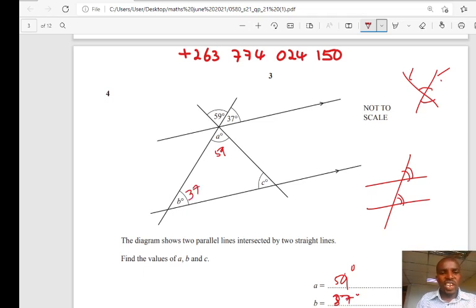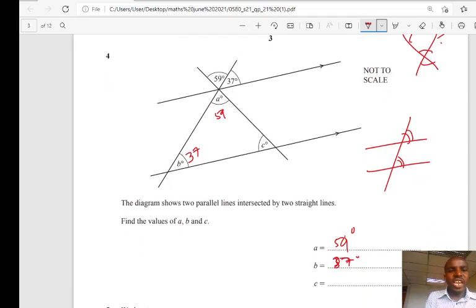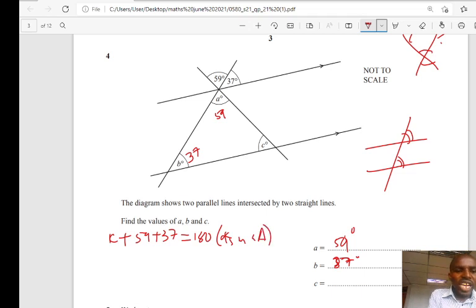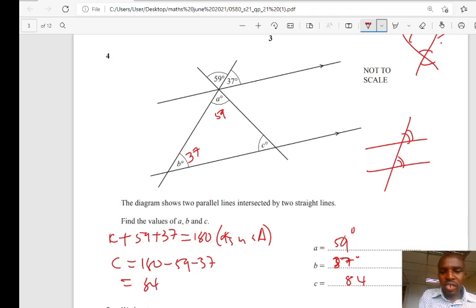See, there are two different ways of finding C. We can use angles in a triangle. We can say C plus 59 plus 37 is equal to 180 degrees. These are angles in a triangle, right? Then C is equal to 180 minus 59 minus 37. 180 minus 59, then minus 37, you get 84. So this will be 84 degrees. Put units, please.